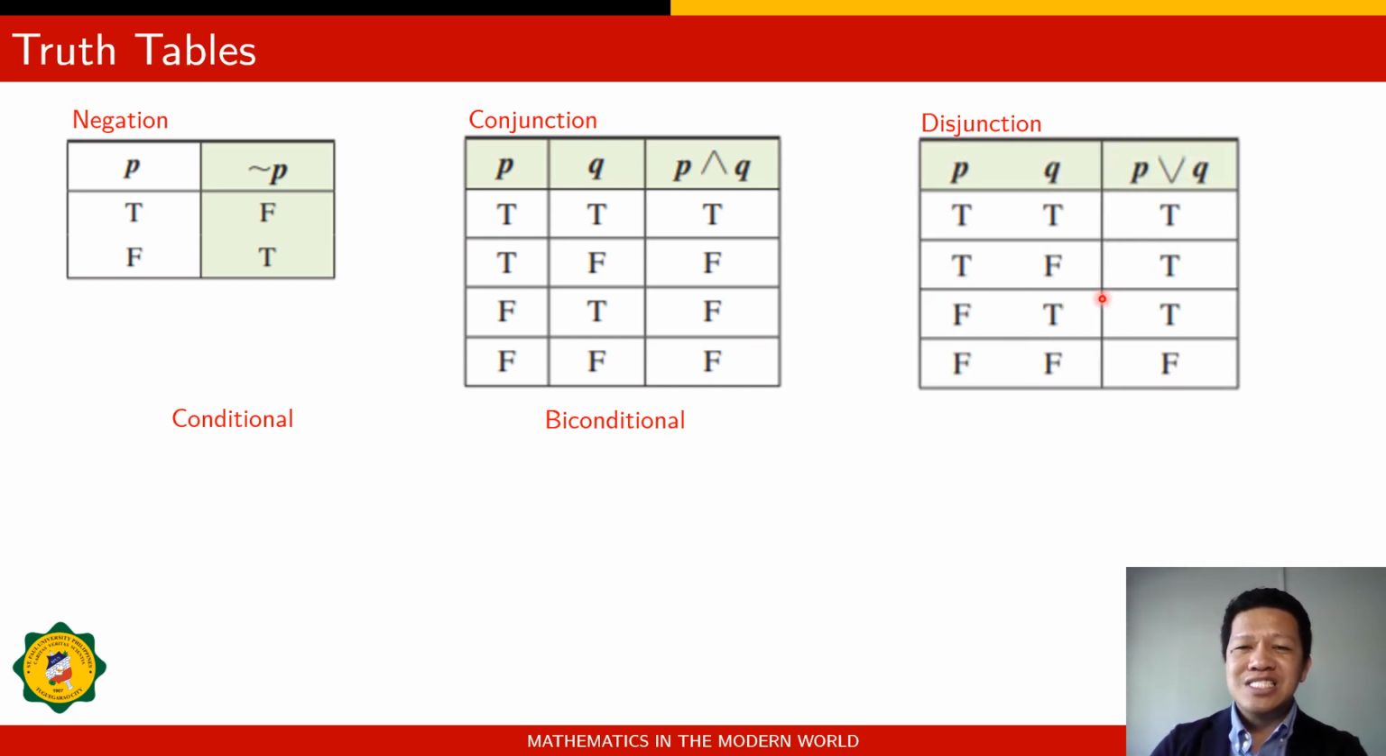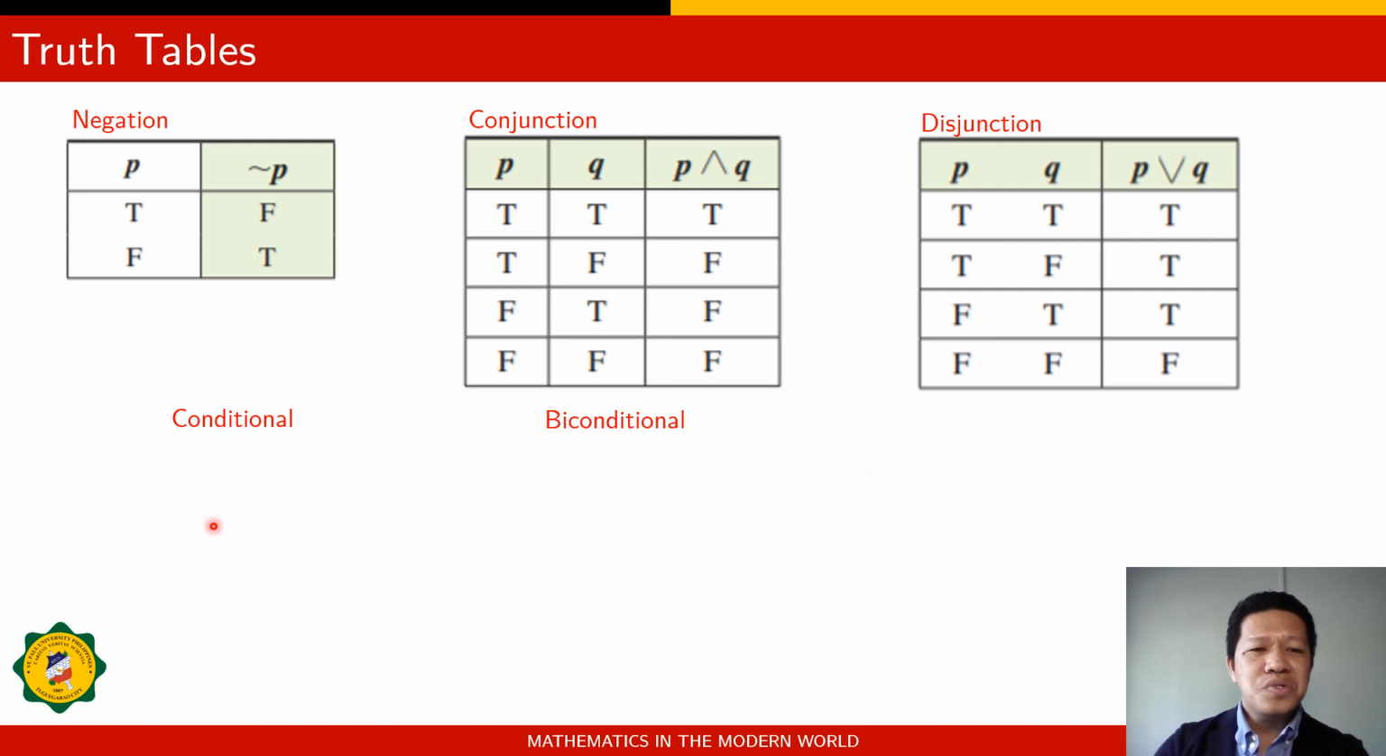For disjunction, we also need two statements, and we use P and Q here. As you can see, most combinations can be true, but there is only one possibility that it will be false, that is if P and Q are both false. So if at least one of the two statements is true, the disjunction is true. But if both are false, the disjunction is false. As easy as that.